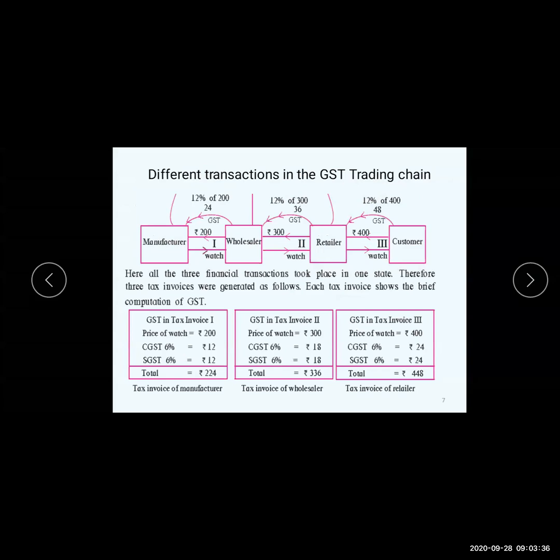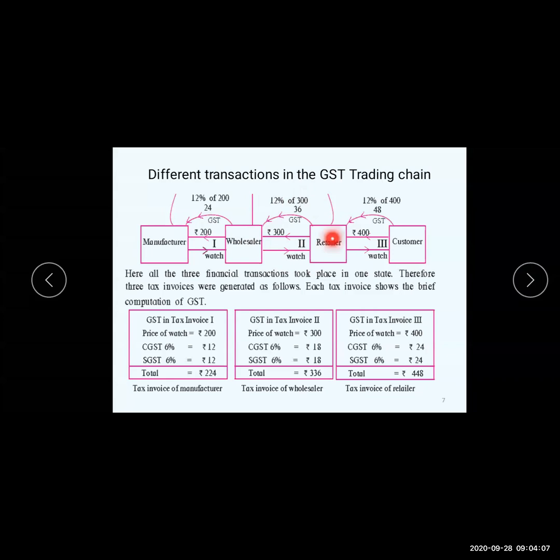In the first stage, the manufacturer is selling the watch for rupees 200 to the wholesaler, and at the rate of 12% GST, that is rupees 24. GST is rupees 24 here. Then this wholesaler is selling the watch to the retailer at rupees 300, and the same rate of GST is there, that is 12%. So 12% GST on 300 rupees is rupees 36.